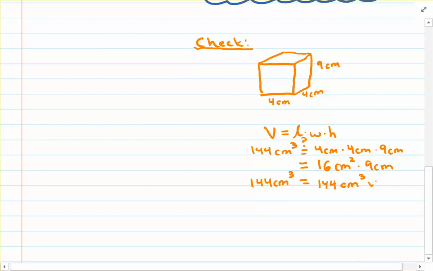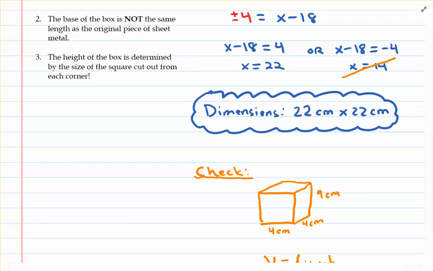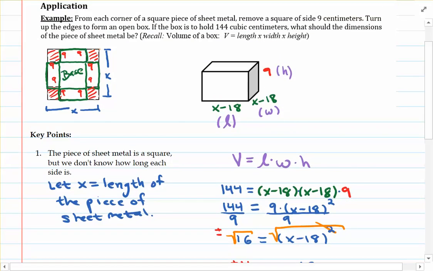Alright, so note that this is a check, but what we're ultimately trying to answer is the dimensions of the original piece of sheet metal. Alright, so our answer ties back in to the original diagram where we labeled it as x by x.